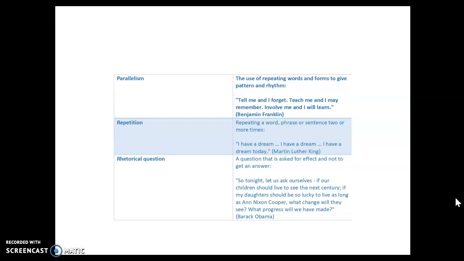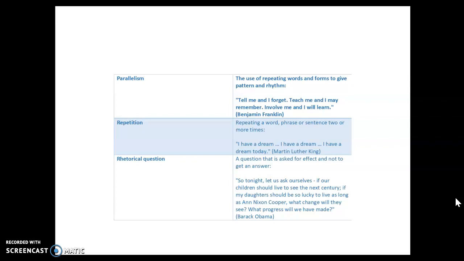Parallelism is when you have the same kind of structure in the sentences, the use of repeating words and forms to give patterns and rhythm. Benjamin Franklin quote: "Tell me and I'll forget, teach me and I may remember, involve me and I will learn." So that's a kind of parallelism.